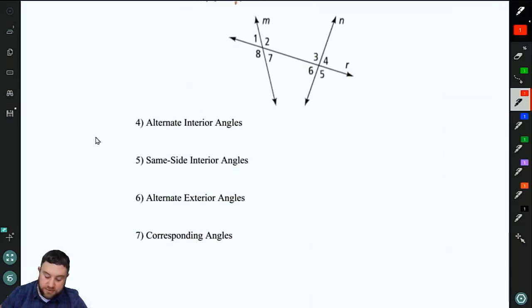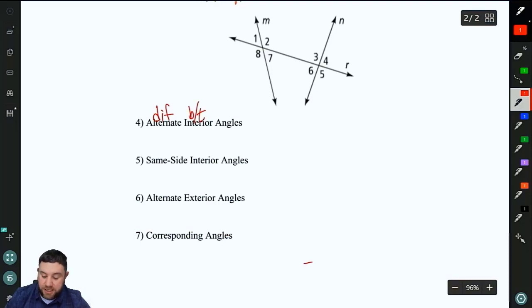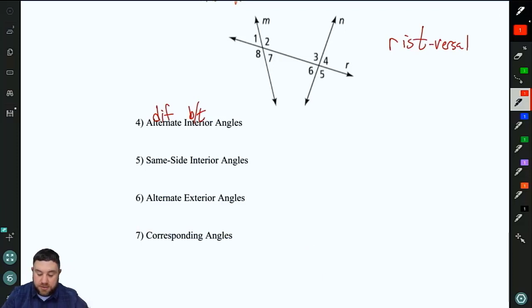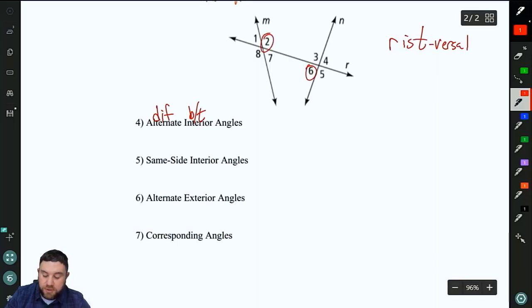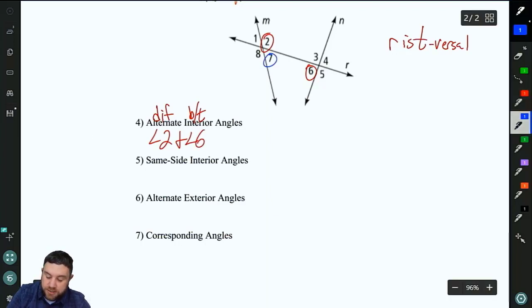All right, moving down, we're just naming all our alternate interior angles. So remember, that's different sides and between the 2 lines. R is the transversal. You don't have to write that out. I'm just doing it to kind of help. M and N are our 2 lines. So if we look at angles between, 2 and 6 are alternate interior. And then 7 and 3 are alternate interior.